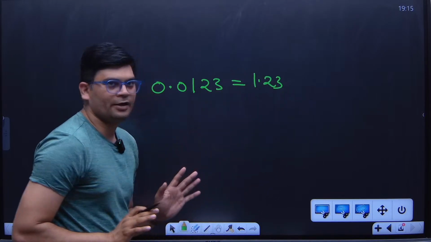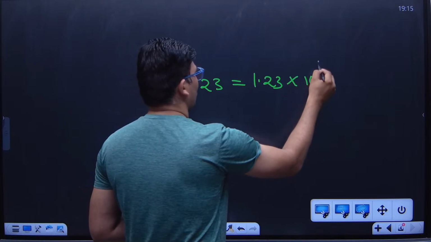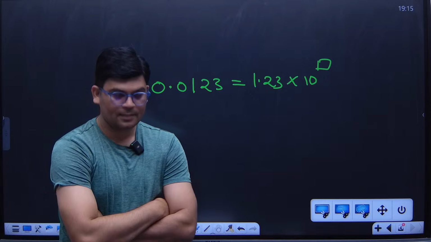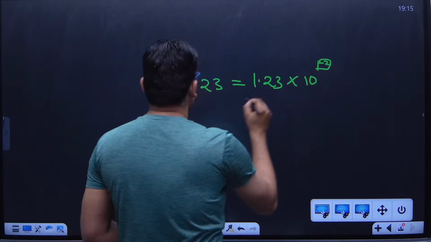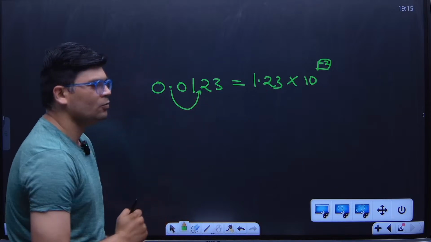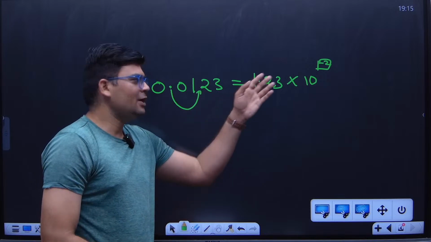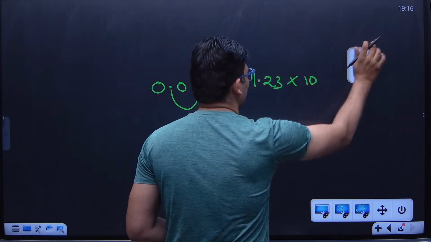This is what you will write into 10 to the power what? 10 to the power minus 2. Wonderful, very well done. So we have put this decimal point between 1 and 2. Since we have moved towards the right, to balance it we have to put the negative power. Very easy. Good. So you already knew this.